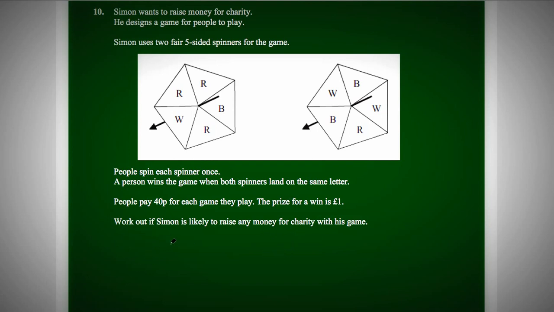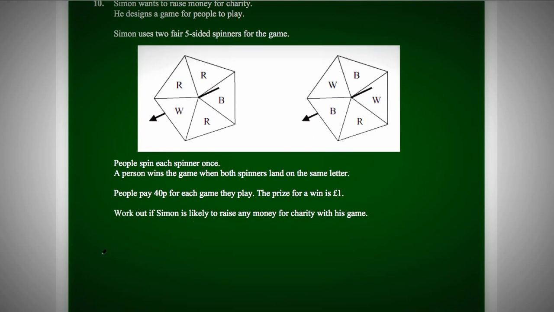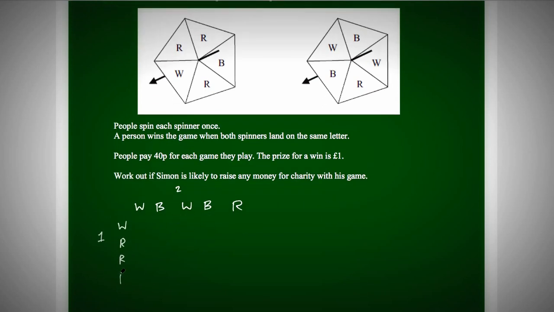So for this, I'm going to use a sample space diagram. So spinner 1 goes here, and spinner 2 goes up here, and spinner 2 has the options W, B, W, B, R, and spinner 1 has the options W, R, R, B, R. And I'm here looking for how many times we expect the spinner to land on the same letter. So that happens with white, white, or WW here.